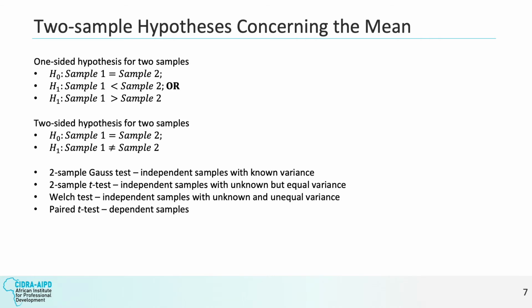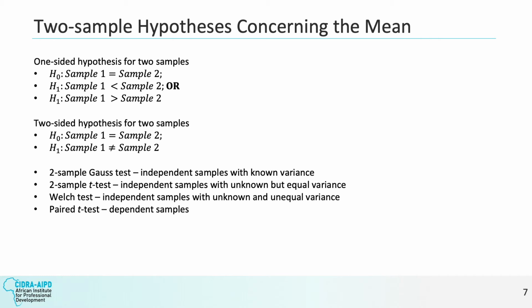As with one-sample problems, you can have one or two-sided hypotheses for two samples. For one-sided hypotheses and tests, our null hypothesis is that the samples have equal means, and our alternative hypothesis is that one mean is larger than the other. For two-sided tests, our null hypothesis is that the samples have equal means, and the alternative hypothesis is that they do not have equal means.